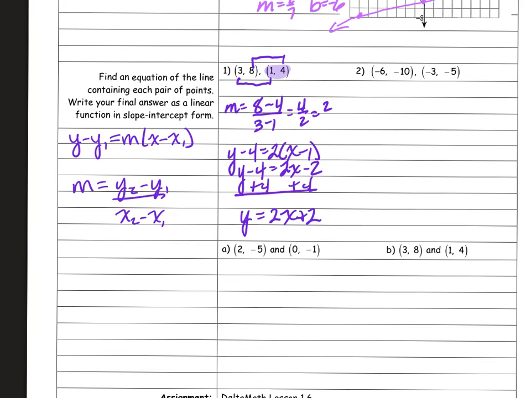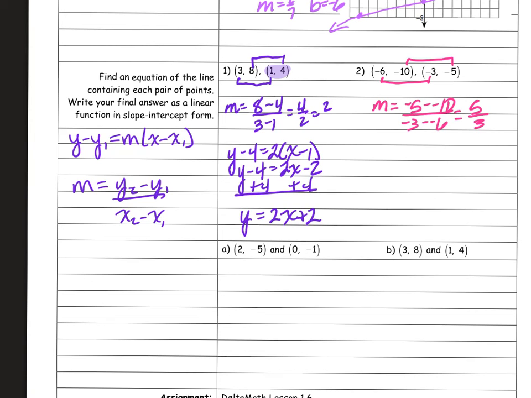Okay. Next one. Same thing. I need to find my slope first. So I'm going to do m equals -5 minus a -10 over -3 minus a -6. So I've got 5 over 3. Okay, so I've got my slope.